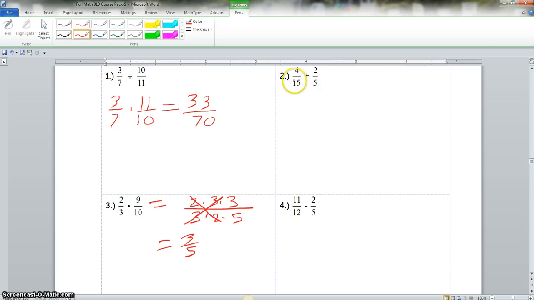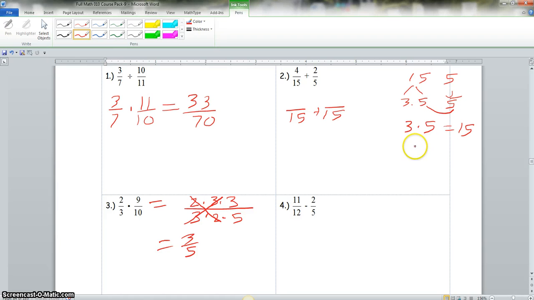Now we go here to problem number 2. We find our common denominator. We have 15 and 5. 15 breaks down to 3 times 5, and 5 is already prime. We bring down our 3, and these two 5's match up, so we bring down our 5 now. 3 times 5 is 15, and 15 is your common denominator.